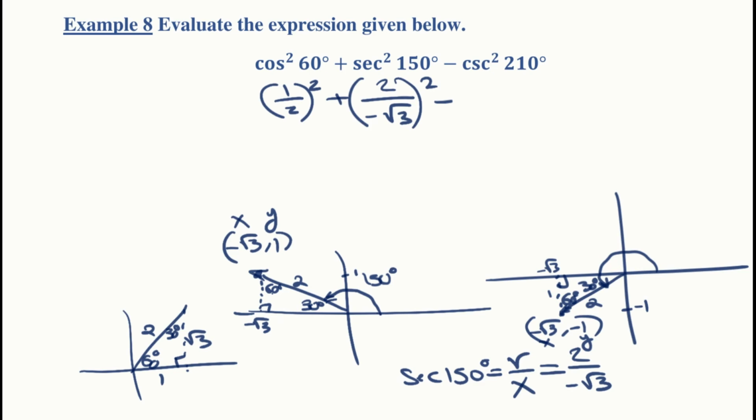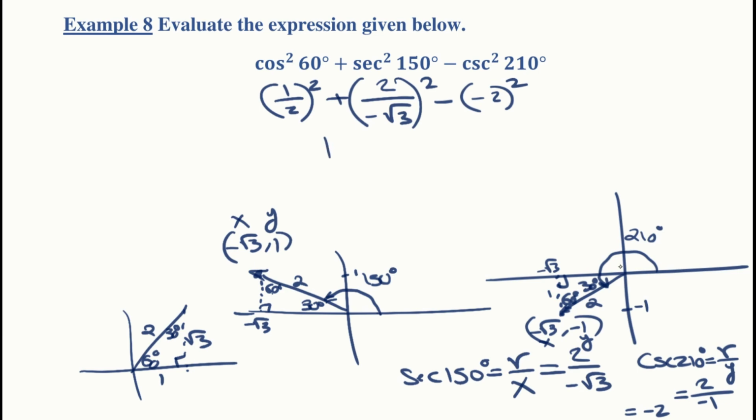Cosecant of, we're dealing with a 210-degree angle, cosecant of 210 degrees is going to be r over y, actually, because cosecant is the reciprocal of sine. So we're going to go ahead and write 2 over y, which is negative 1. So we're going to get negative 2. So we need to take that negative 2 now and square it. Okay, that's it. So now just simplify.